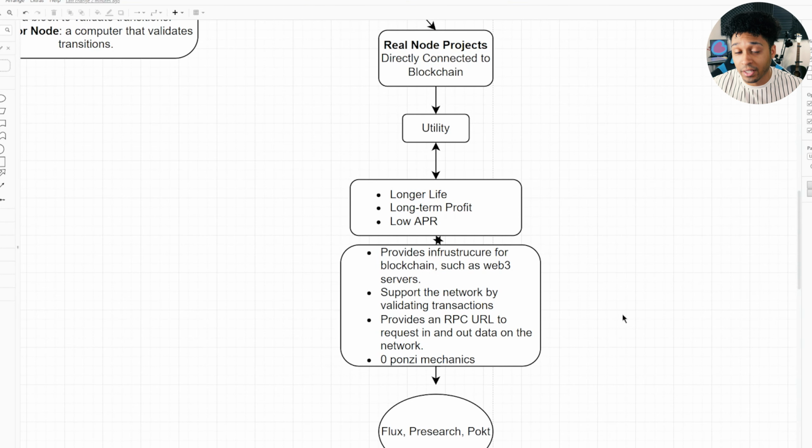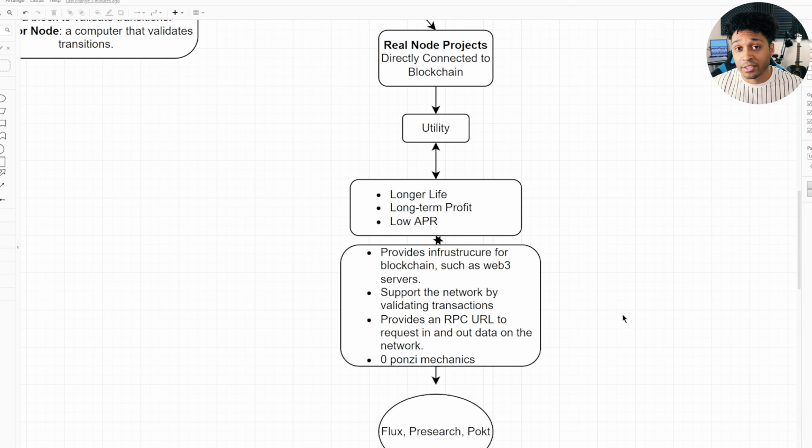Now, something like Neighbor does use some sort of Ponzi mechanics, so I guess I should have reworded that in a way, but it still has real utility and they are technically real nodes. So maybe I should have split this one up a little bit, but I hope that makes sense. Another one that I put in here is also Pre-search. Pre-search uses real infrastructure, real nodes in order to create a search engine like Google. Now, your friend Andy has gone very extensively into Pre-search and Flux. So if you want to learn more about those projects, I recommend going to his channel. You will learn absolutely everything there is to know about those projects if you check out his videos.